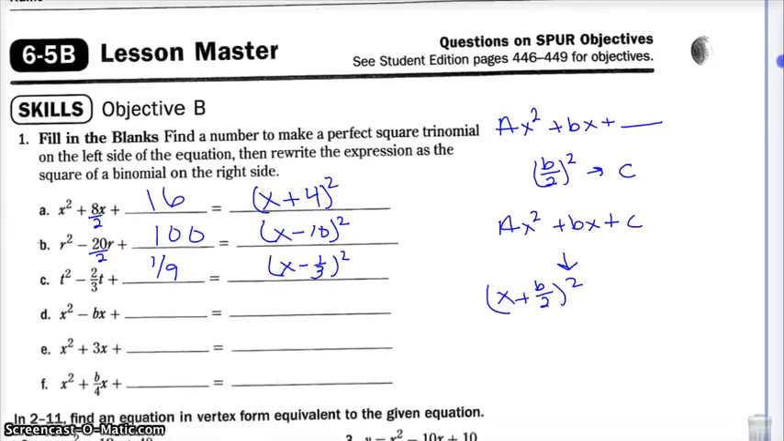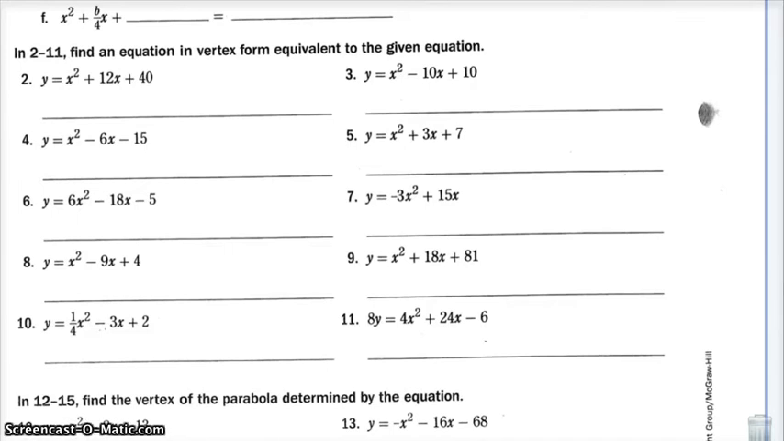Go ahead and move down to problem 2. In these problems, we'll actually use the completing the square method to convert from standard form to vertex form. The first thing I'll need to do is move the constant to the other side of the equation. So in this case, I'm going to subtract 40 from both sides. I'll rewrite the equation like this. Y minus 40 equals x squared plus 12x plus blank.